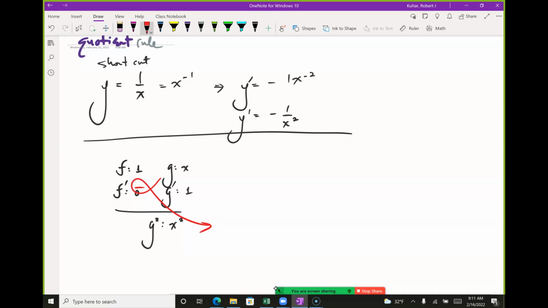I need the negative. I need 0 times x minus 1 times 1, all over x squared. Done. Easy, right? Negative 1 over x squared.